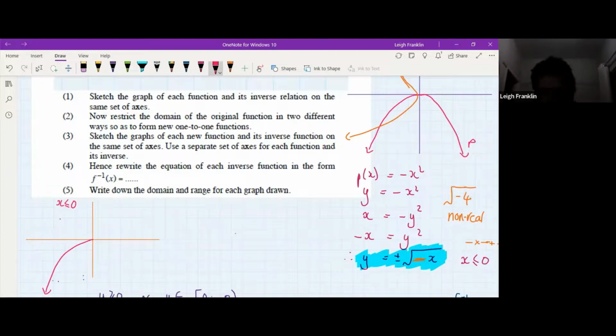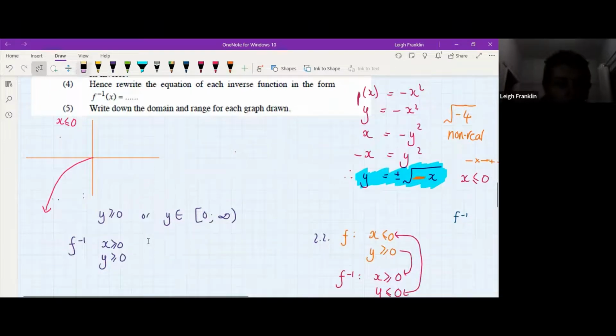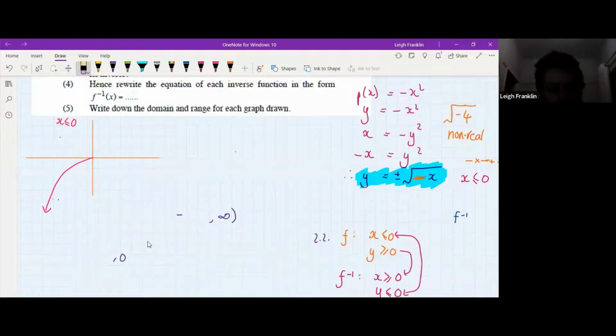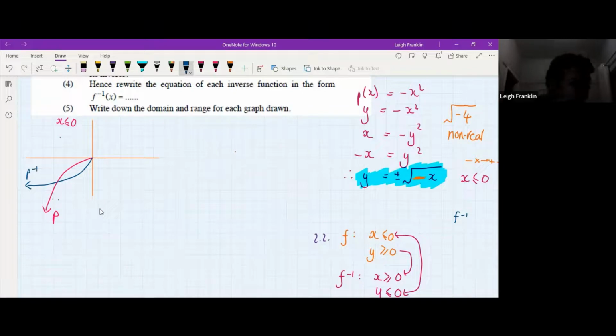Okay, and now what I want to do is reflect that over the line. Let's choose a different color. I want to reflect that over the line y equals x. So now I'm going to end up with, let me just get rid of those, I'm now going to end up with that. Okay, so here in pink is P, and here in blue is my inverse.